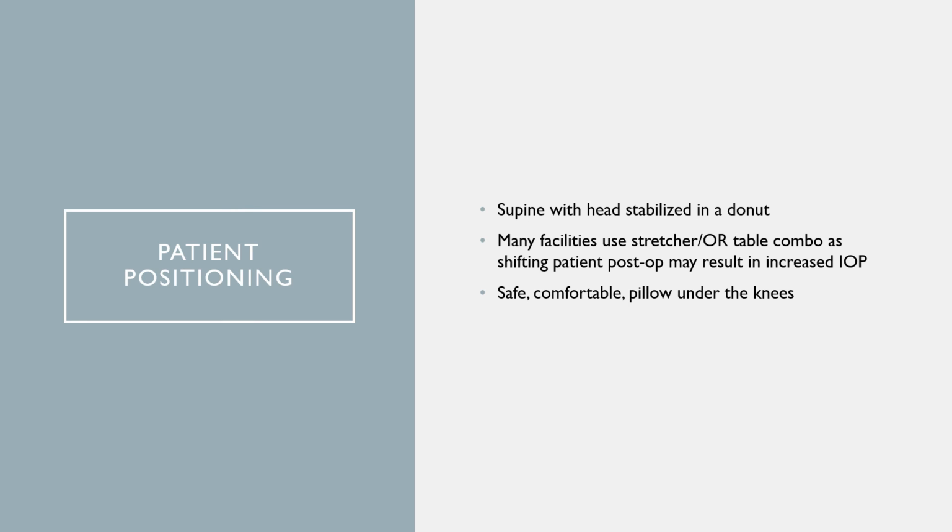All right, patient positioning. These patients are usually going to be supine with the head stabilized in a gel pad that you will hear referred to as a donut. It does resemble a donut. A lot of facilities will use the stretcher or OR table combo when we're shifting the patients. We need to make sure that we are being very gentle with them. Shifting that patient post-op can result in an increase in that IOP, and we do not want that to happen.